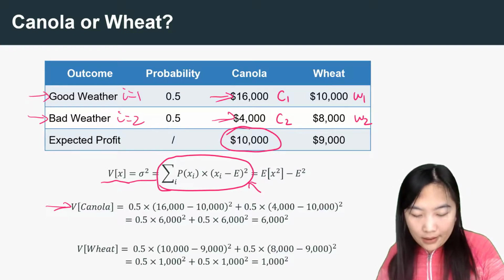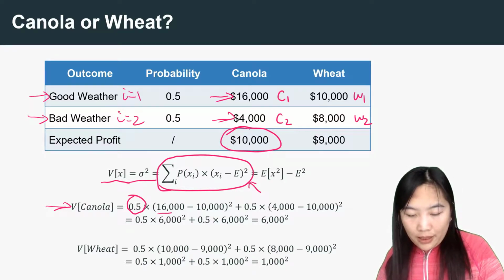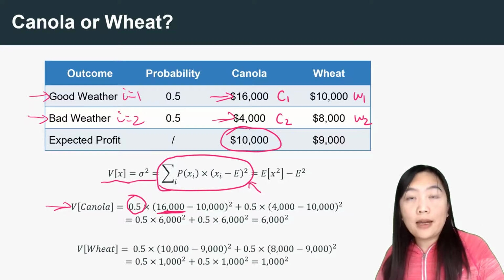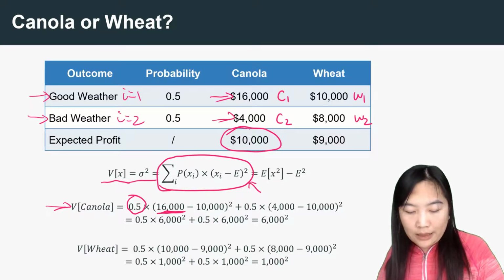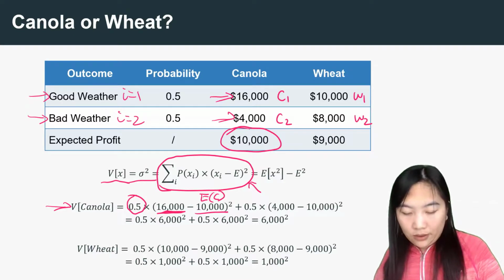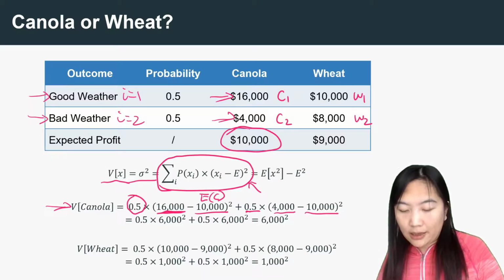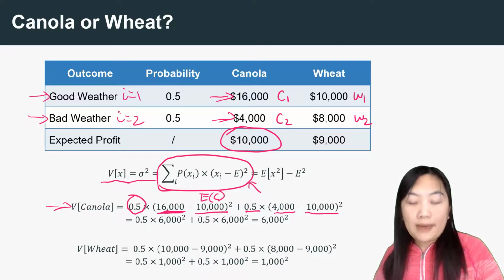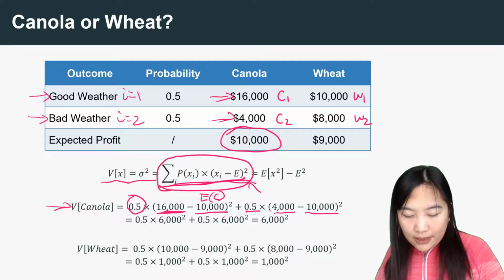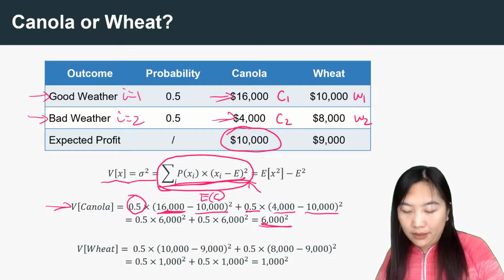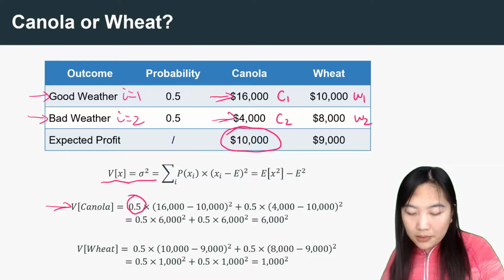To calculate this, the probability is 1/2 for good weather. When good weather happens, x_i, or c_i, equals this number. This is the expected value of c, and you take the square, plus the probability for bad weather times the profit for bad weather minus, again, the expectation, squared. This is using this expression here. If you do all the algebra here, you will be able to get that number.